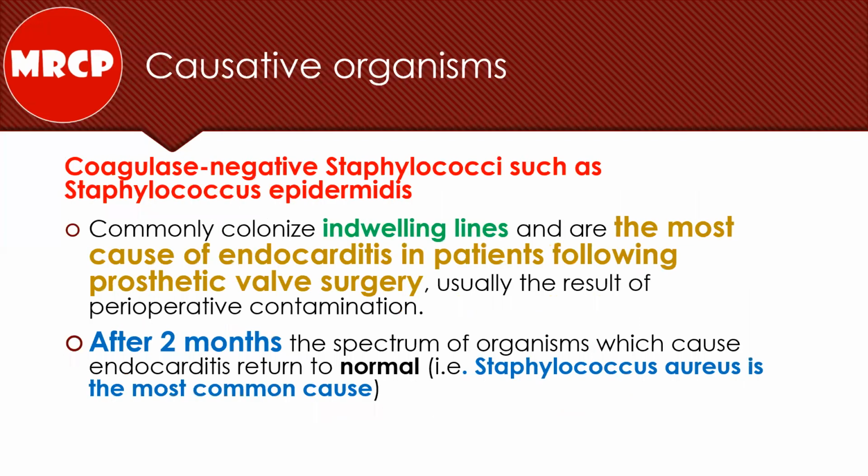Okay, so let's continue. There is a particular organism here called coagulase-negative staphylococci, like Staphylococcus epidermidis. The clinical scenario here is clear, and this is another manifestation of the concept of the clinical setting. Commonly, Staphylococcus epidermidis colonizes indwelling lines, and it is the most common cause of endocarditis in patients following prosthetic valve surgery.